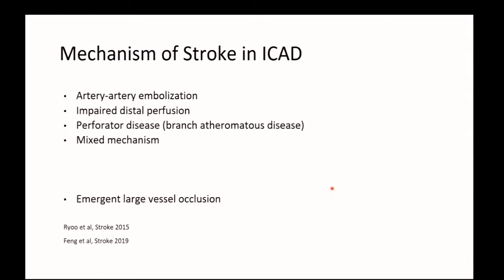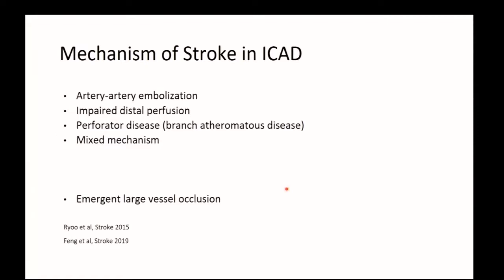Everything is as expected. And this is maybe the most important part of this talk, the mechanism of stroke in ICAD. And this is when ICAD starts to be a little bit different. How can you have a stroke from ICAD? Actually, we have different mechanisms. You can have artery-to-artery embolization, and for artery-to-artery embolization, you don't necessarily have to have luminal stenosis. Remember the figure I showed you early on, that with substenotic ICAD, you can get intimal injury and you can form clots that embolize distally.